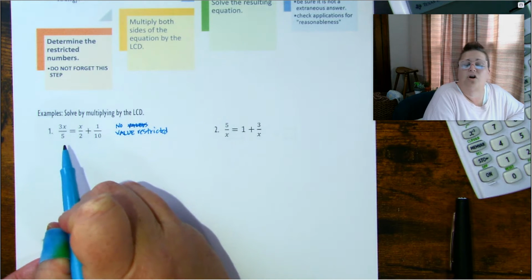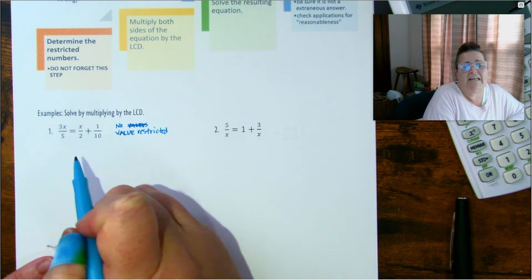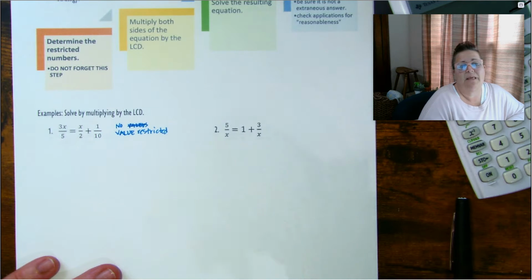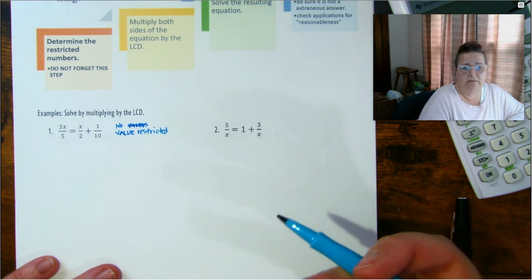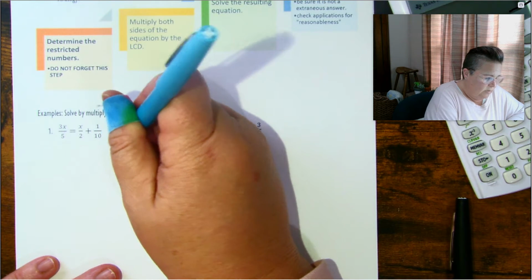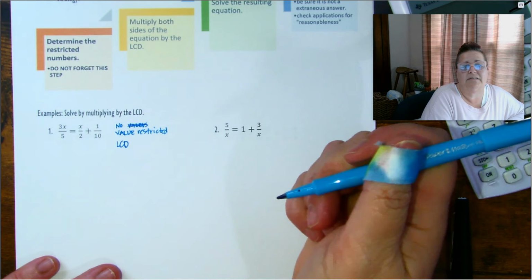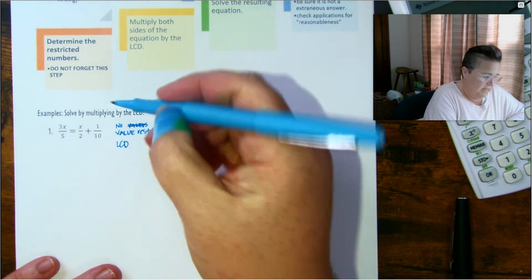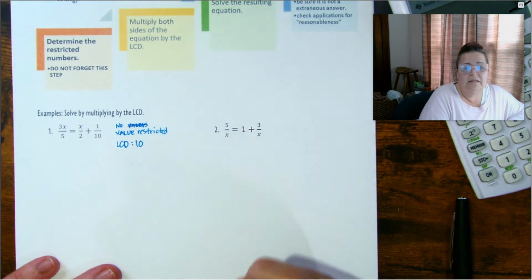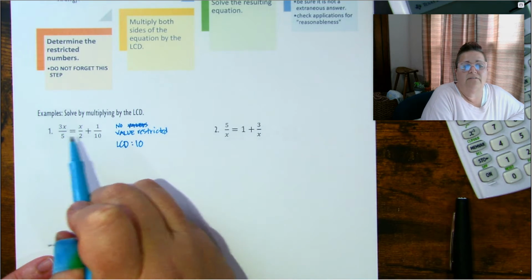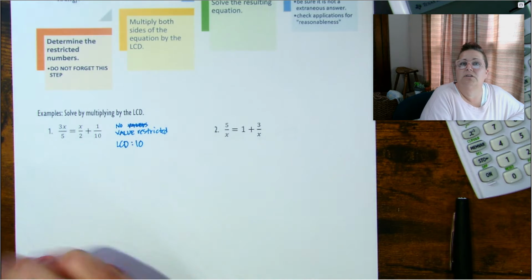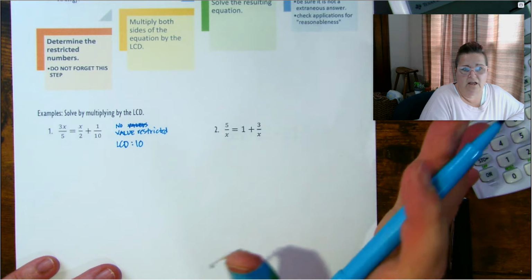Because our denominators are already a 5, a 2, and a 10, and our variable is not in a denominator, we have no chance of getting a 0 in a denominator here, right? So the next thing we'll do is look at our least common denominator. For 5, 2, and 10, our least common denominator is the 10. 5 times 2 is already 10, so all of our denominators are covered.